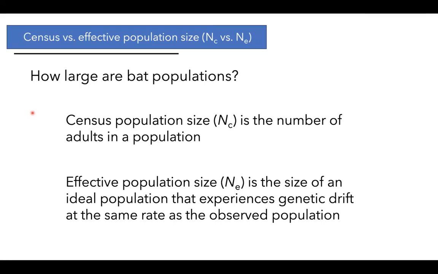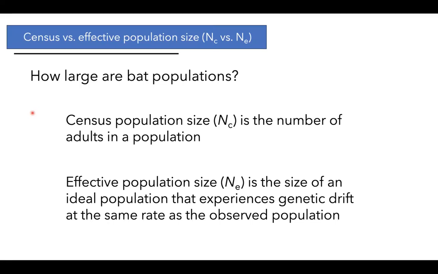Effective population size, or NE, here's the textbook definition of it. It's the size of an ideal population that experiences genetic drift at the same rate as the observed population. That's a mouthful, right? Let's table that definition for just a minute.